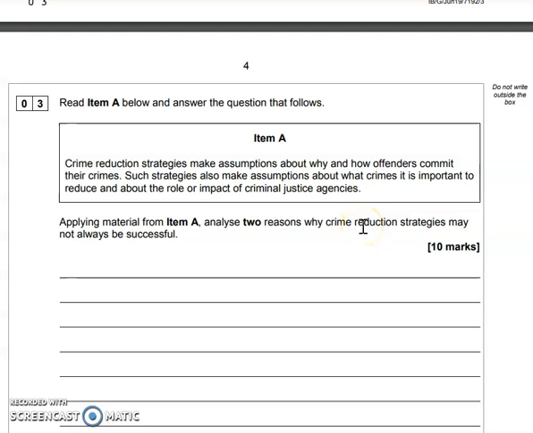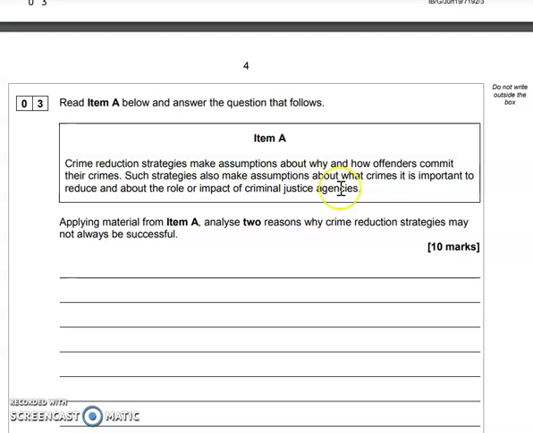Analyse 2 reasons why crime reduction strategies may not always be successful, and what you're looking for in the item is a hint to a possible crime reduction strategy which students then should write about. The problem with this question, which was the reason why it wasn't very well answered, was that some students failed to use the item to develop their answers from.